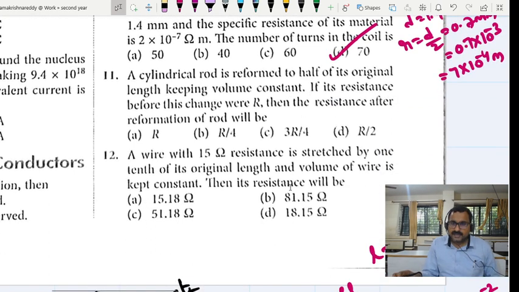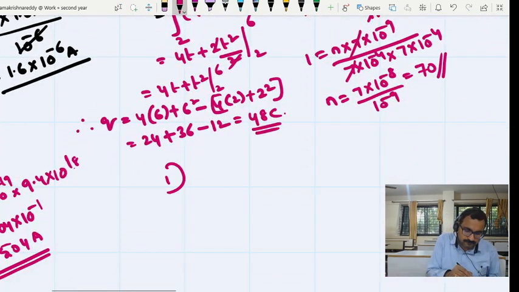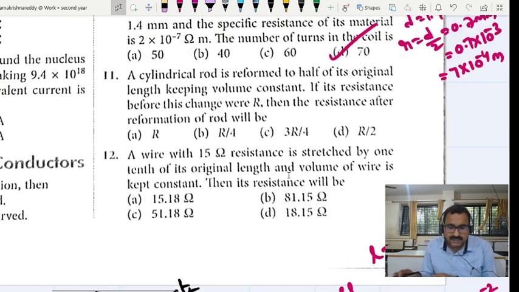Next, a cylindrical rod is reformed to half of its original length, keeping the volume constant. If its resistance before this change were R, then the resistance after the reformation of the rod will be, they are asking the 11th question. A cylindrical rod is reformed to half of its original length, keeping the volume constant.